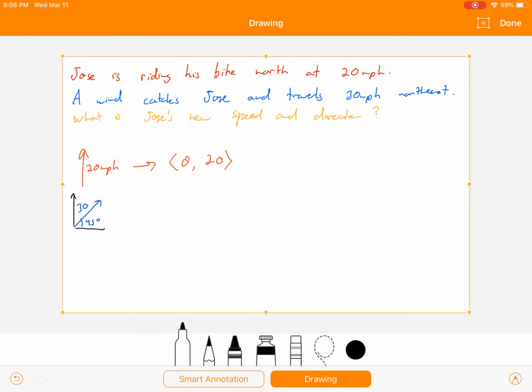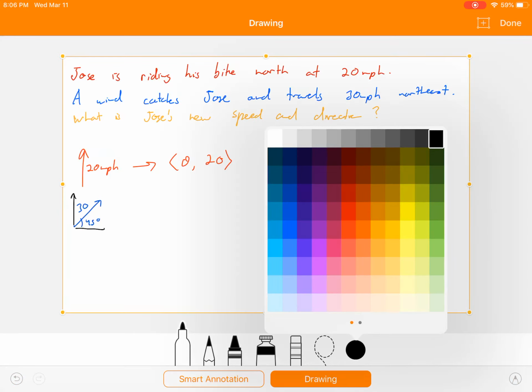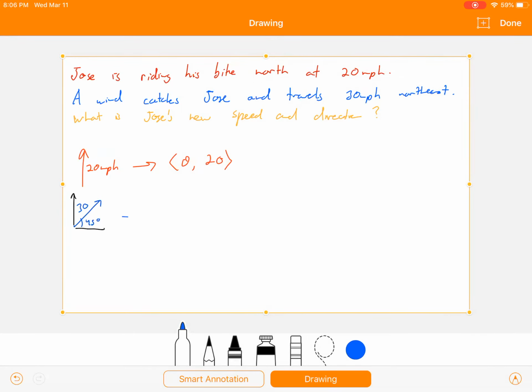So that's 45 degrees. Well, this is where it gets a little bit trickier because the component form is not going to be as straightforward. We don't know exactly how much he's going left and right, the horizontal, and how much he's going up and down, the vertical. And we need to find that. So we need to draw this triangle, 30, 45 degrees, and figure out how much it's going in the horizontal and how much in the vertical.